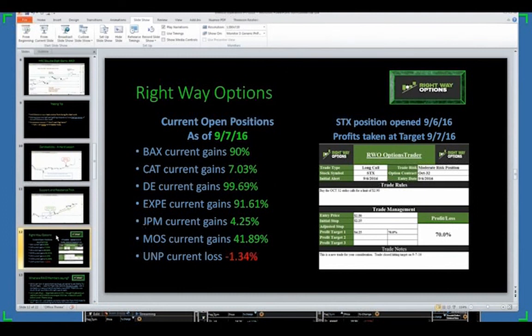We also have a division at Hit and Run Candlesticks that's called Right Way Options. It's run by Mr. Doug Campbell. He gave me this slide today. We talked about it in the trading room a little bit today, and these are as of today. Current open positions: BAX, CAT, EXPE, JPM, Monsanto, UNP. This is what they're all up. This one's down. And this is as of today, current positions. Today, Right Way Options sold, they took profits at the target today to the tune of 70%.